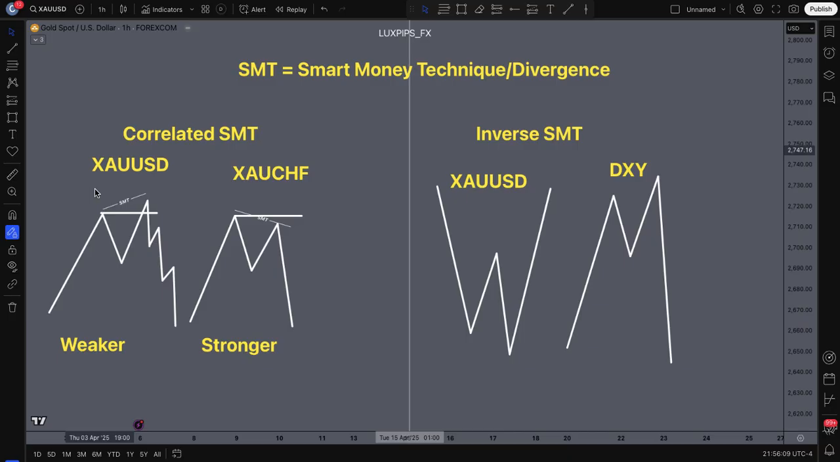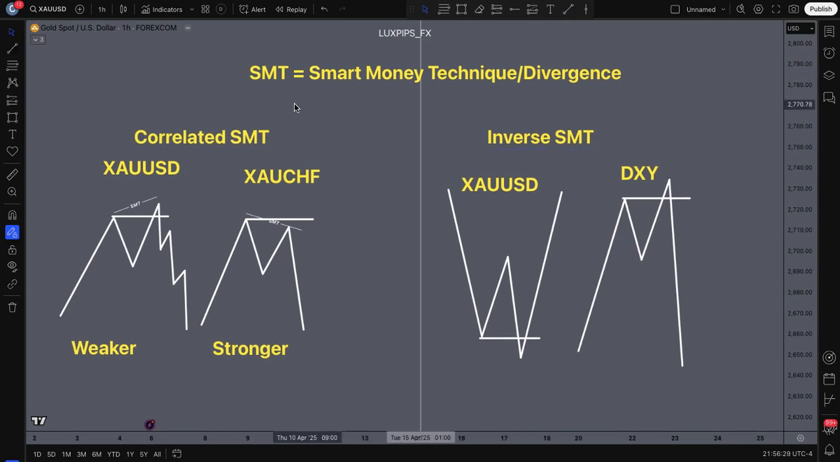Just using correlated SMT. Basically, gold made a lower low and then rallied. DXY made a higher high and it crashed. So this is the difference. There are 2 types of SMT. And you have my personal opinions on this.